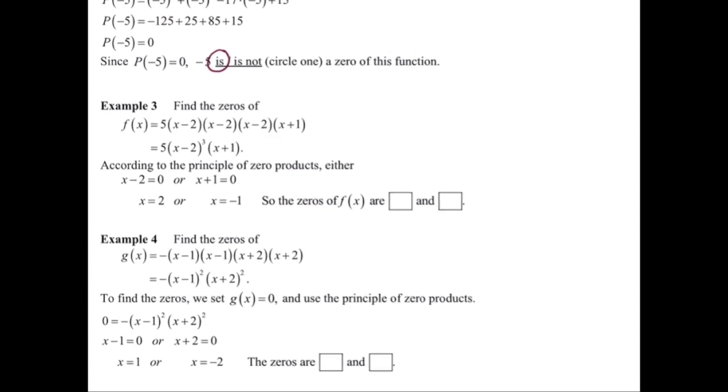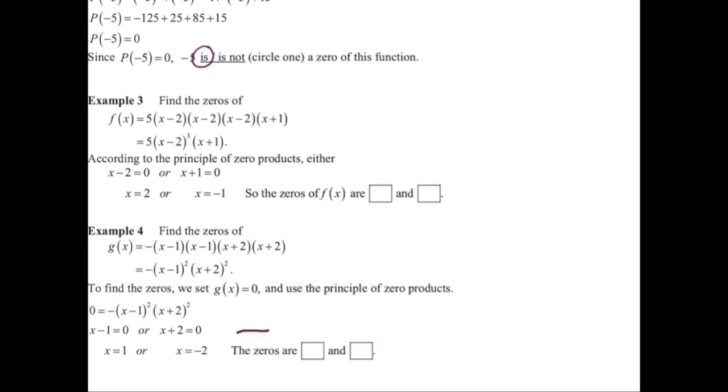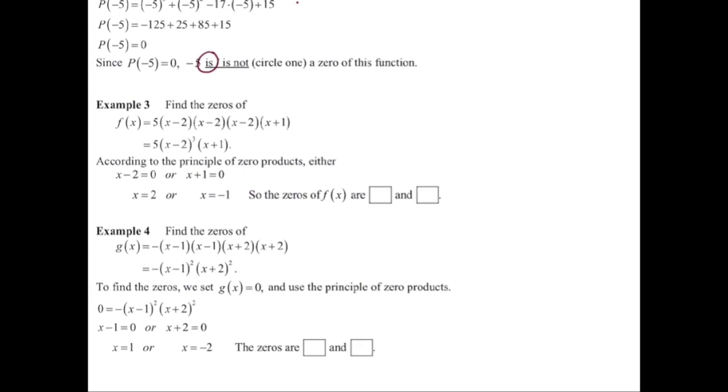I've got f of x is equal to 5 times x minus 2 times x minus 2 times x minus 2 times x plus 1. Whew, that's a lot. Notice that I have 3 x minus 2's being multiplied together, so there are 3 copies of x minus 2. It's already factored for us, which is really great. So since it's already factored, we can set each factored piece equal to 0.